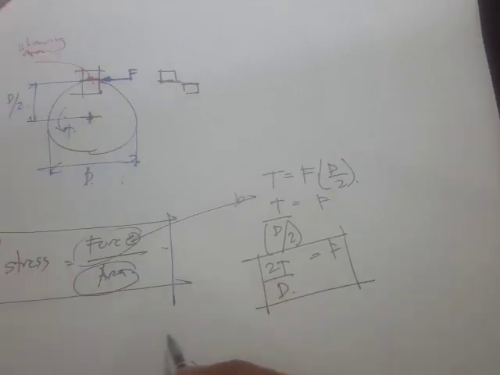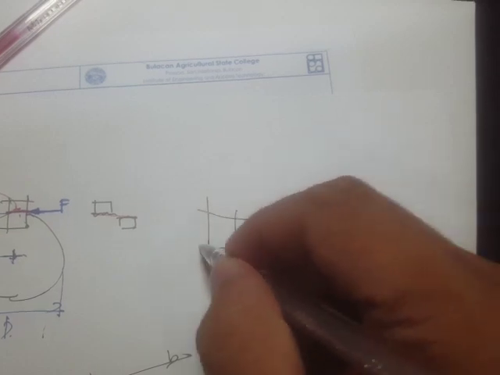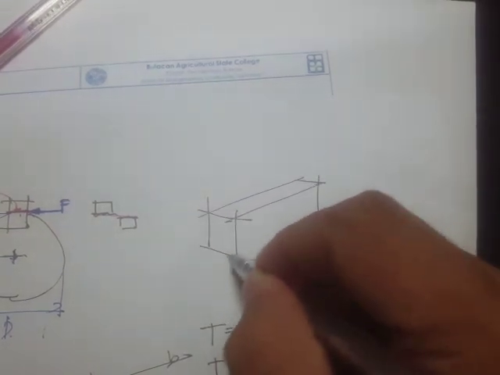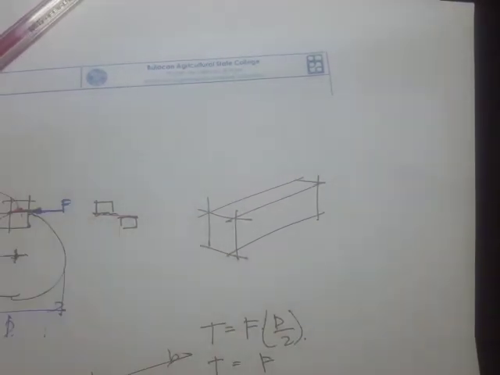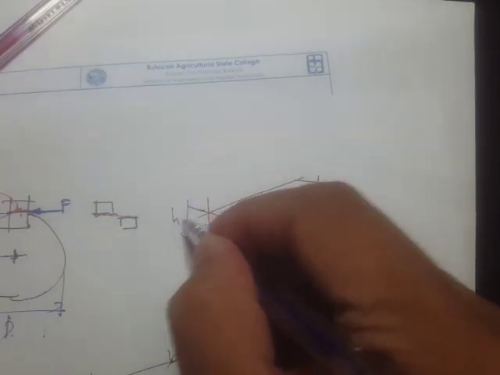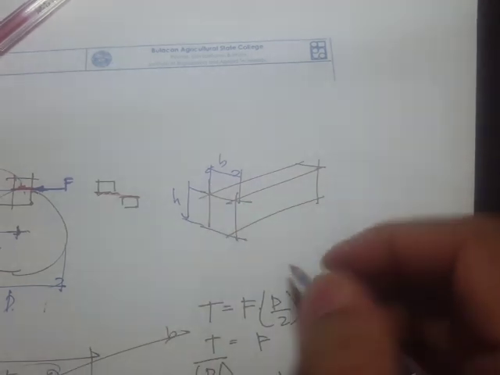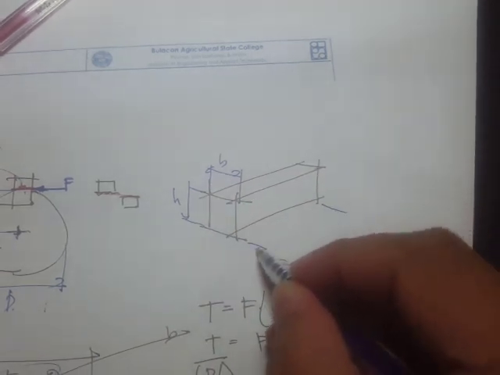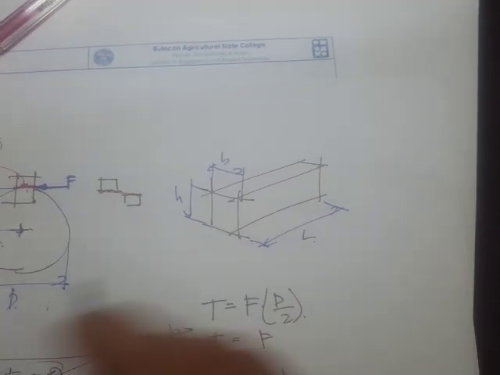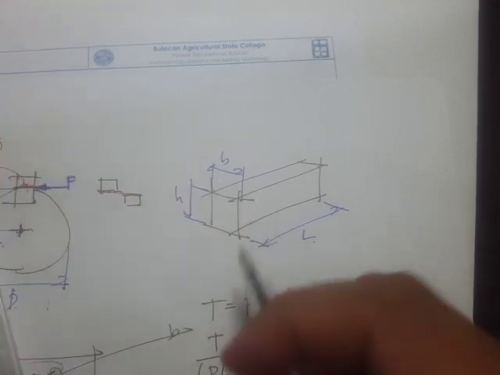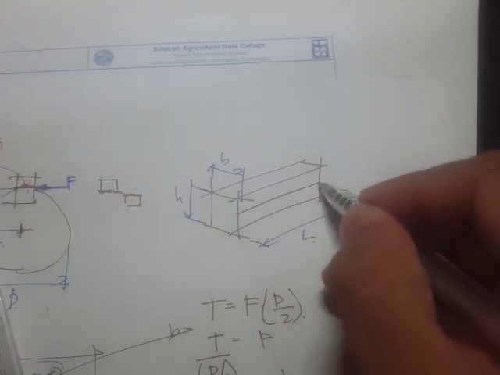Okay, and for the area, if here's our key, and let's say here's our height, and here's our width, and here's our length. So half of it, that's where the force will be acting.